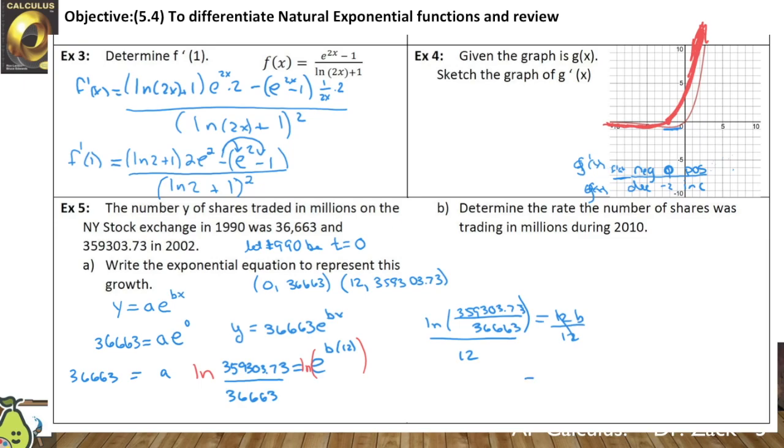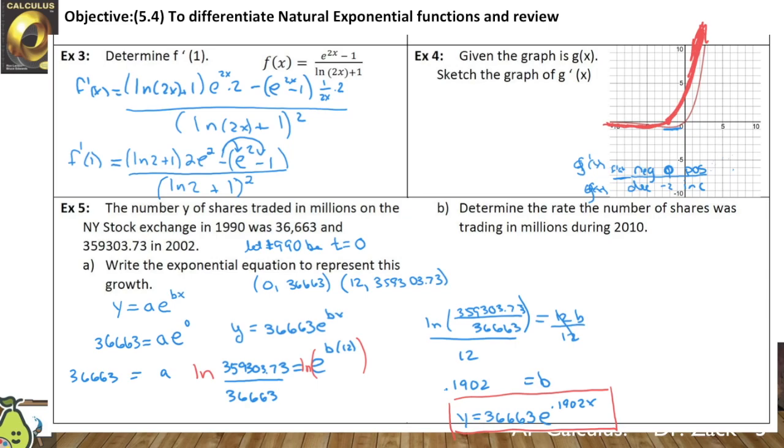Okay, so at this point, I think I better go figure it out. So give me a moment. Okay, so you can see that I have determined b, and I have also written the equation that we were looking for.